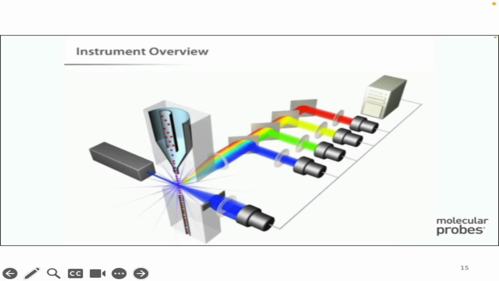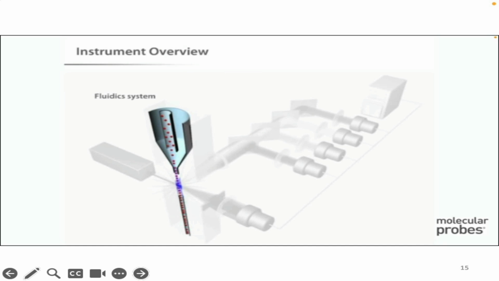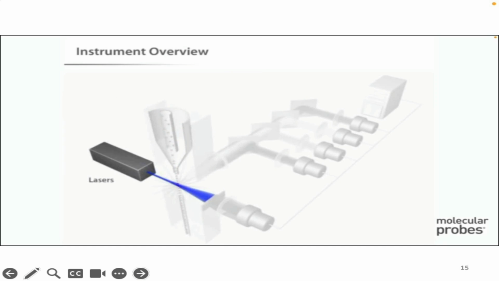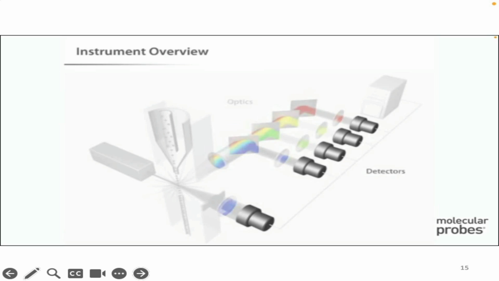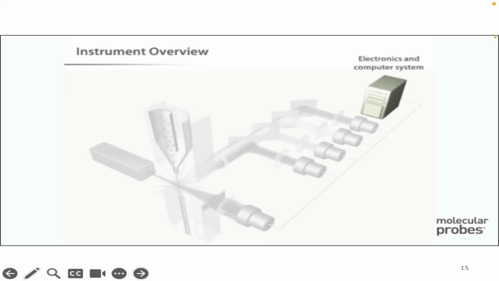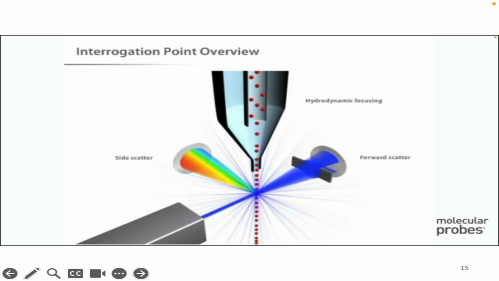This view shows the primary systems of the flow cytometer schematically. These are the fluidic system, which presents samples to the interrogation point and takes away the waste. The lasers, which are the light source for scatter and fluorescence. The optics, which gather and direct the light. The detectors, which receive the light. And the electronics and the peripheral computer system, which convert the signals from the detectors into digital data and perform the necessary analyses. The interrogation point is the heart of the system.